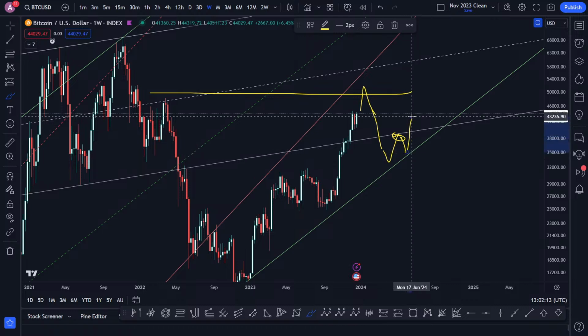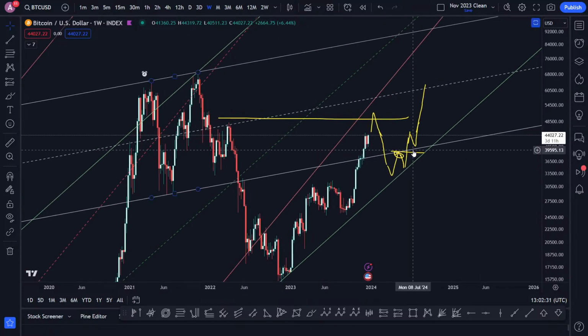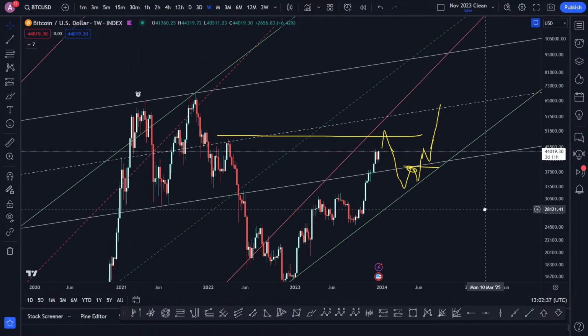And that's how you squeeze up, because that's how the shorts get stopped out. And then once you squeeze up, you're going to get people jumping in again. And that's how the price goes up. So this is very doable, within the context of the bull market. This is a very doable scenario.